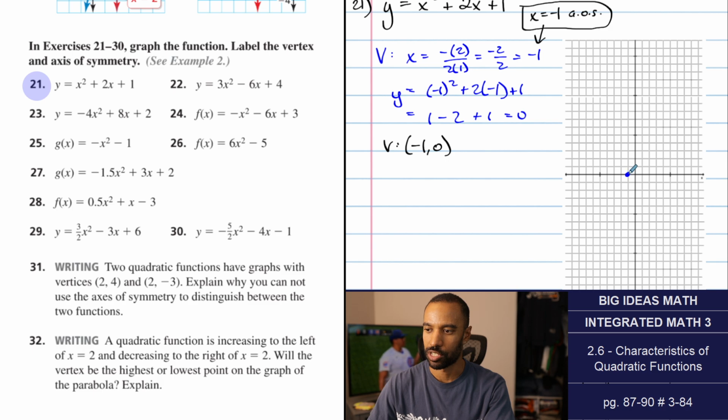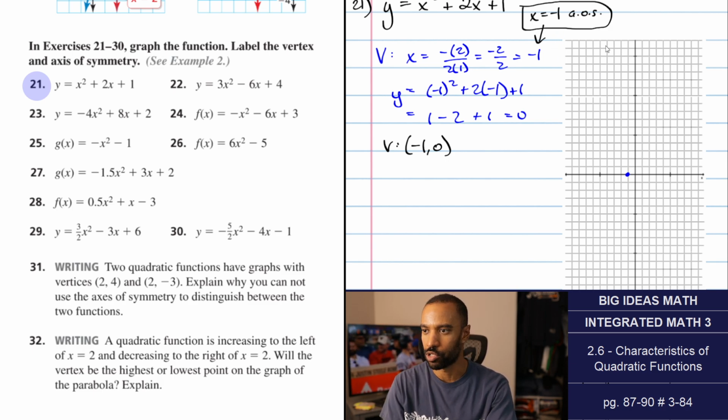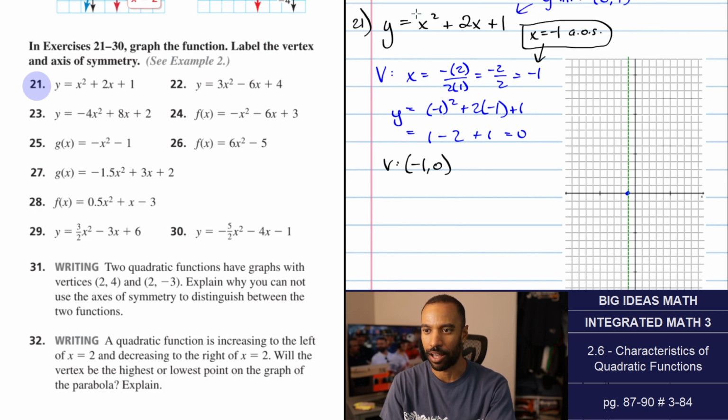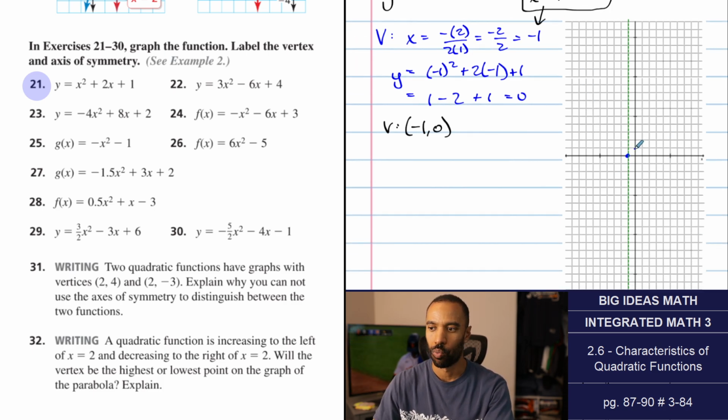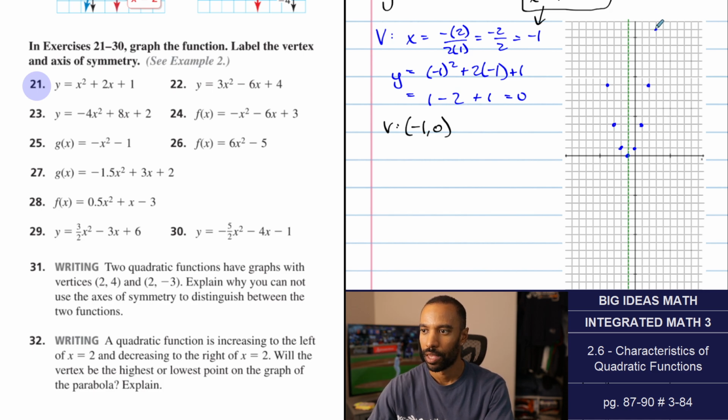We have the axis of symmetry at x equals negative 1, no surprise. My stretch factor is still the a value of 1, so that doesn't change how I do what I do beyond this. 1, 1, 2, 4, 3, 9, 4, 16, and graph.